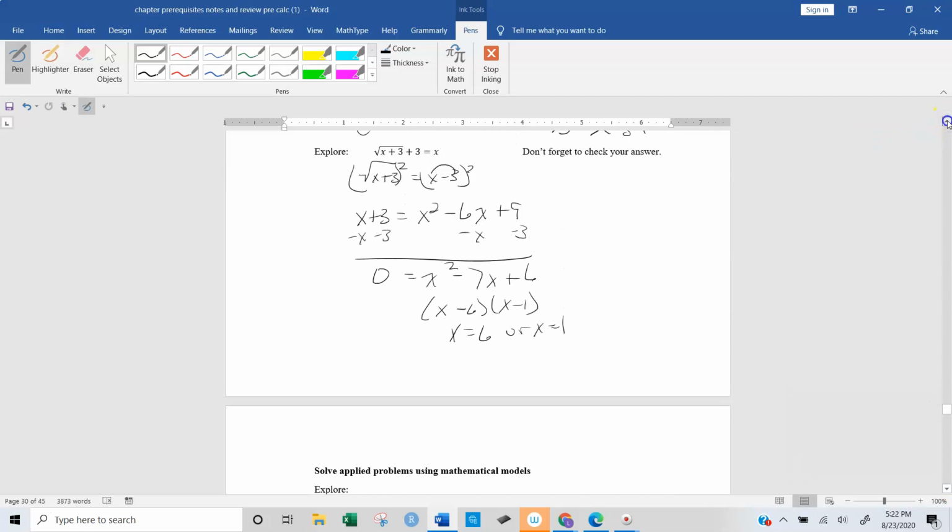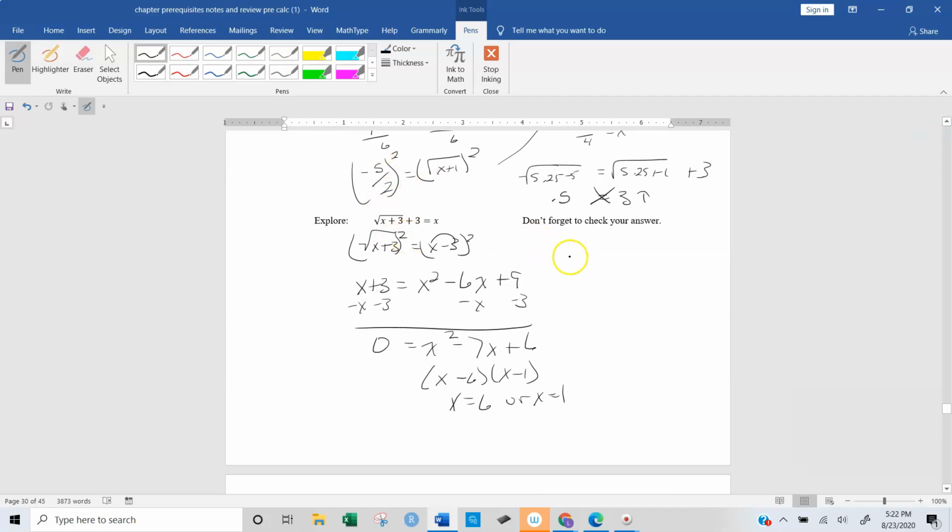So let's go up here and plug in a 6. So now we're checking. We're going to plug in the square root of 6 plus 3 plus 3. Does that equal 6? Well, this is 9. Square root of 9 is 3. 3 plus 3 is 6. Check. This one works. We're liking him.